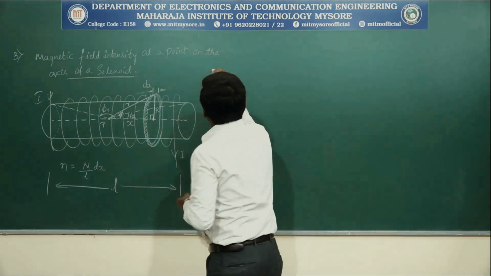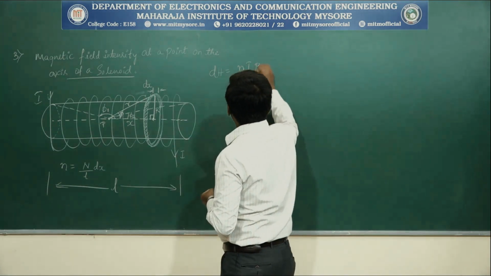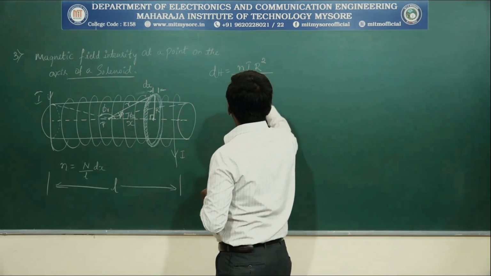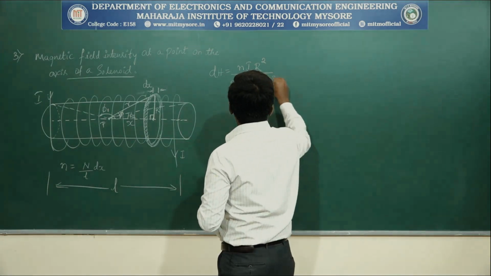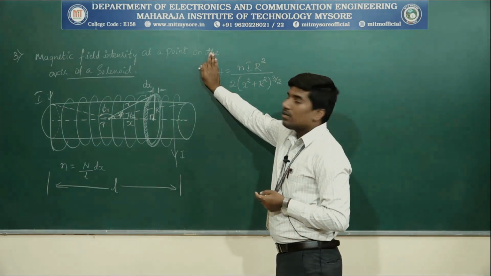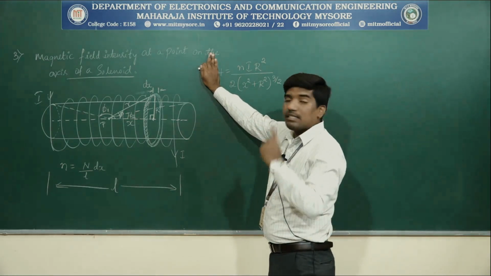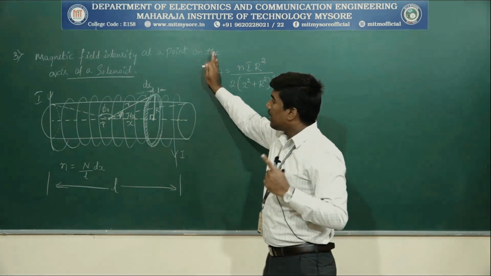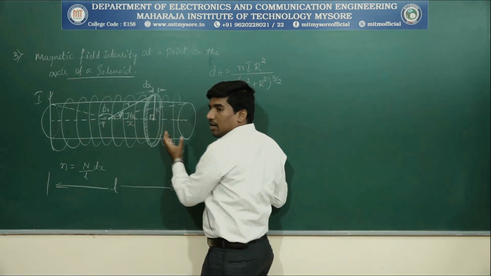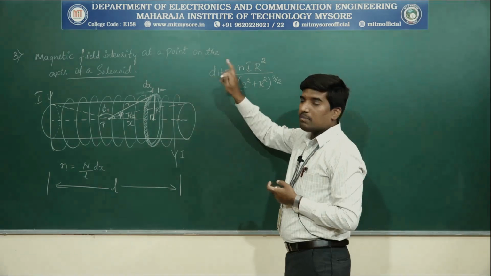Therefore dH is equal to n times I into R square divided by 2 times (x square plus R square) whole power 3 by 2. See, in the previous case this was equivalent to the overall magnetic field produced by a single planar circular current loop. But here that single planar circular current loop is a part of a big solenoid of length L. Hence the H becomes dH in this case. Keep that in your mind.